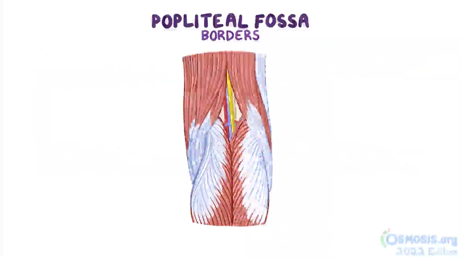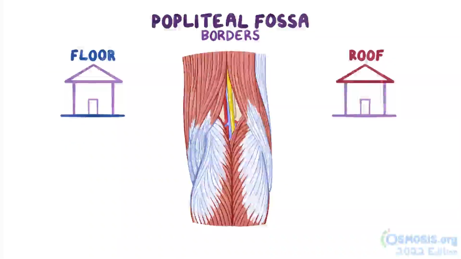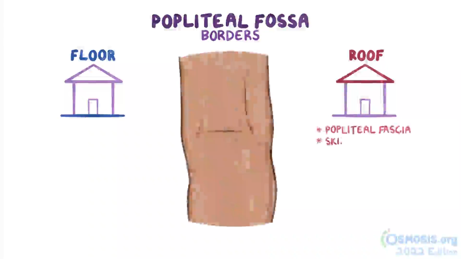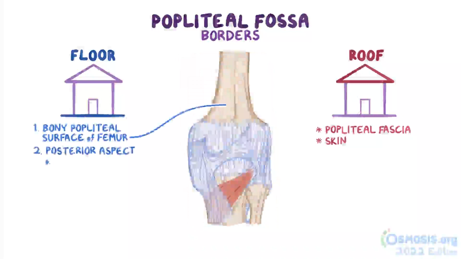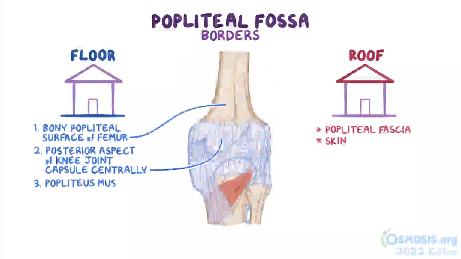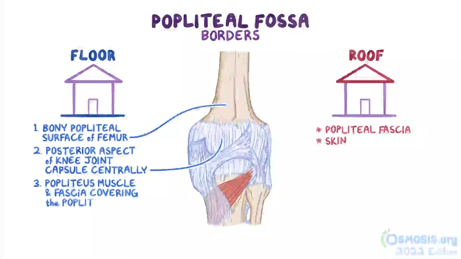The popliteal fossa also has a floor and a roof. The roof consists of two layers, the popliteal fascia and skin. However, things get a bit more complicated with the floor, which has three sections: the bony popliteal surface of the femur superiorly, the posterior aspect of the joint capsule of the knee joint centrally, and the popliteus muscle and fascia covering the popliteus muscle inferiorly.